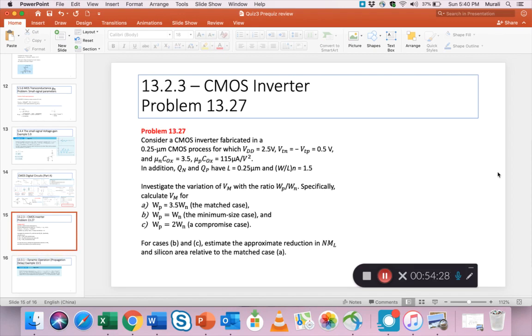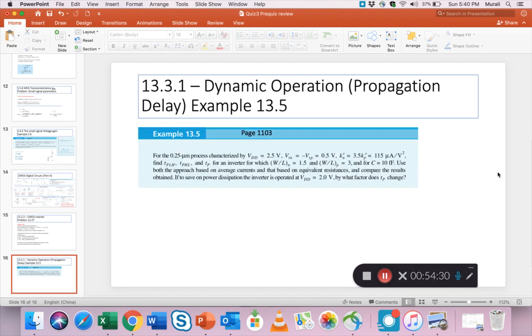Okay, we have one more example, and this is from the textbook. It's example 13.5 on page 1103. Here we are given a lot of values again for the transistor, for the CMOS. We are even given a C, and we have to find the propagation delay in this case.